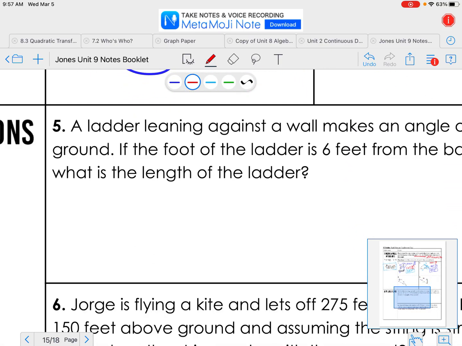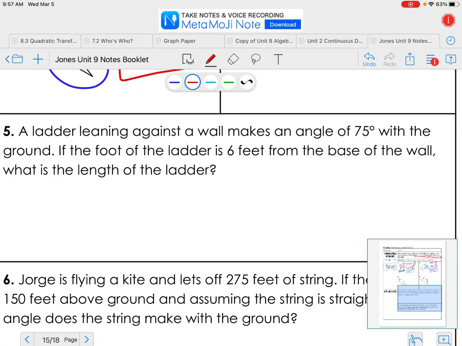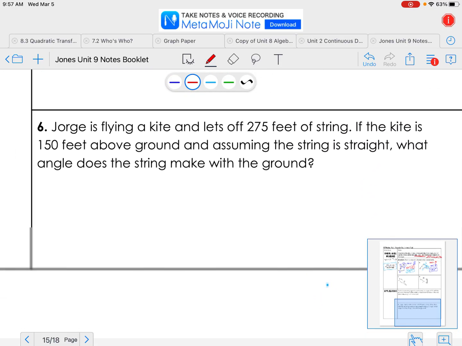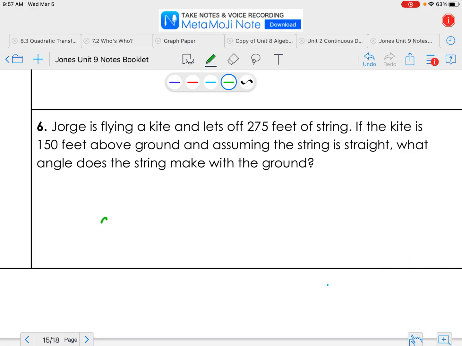So look at a couple of word problems. This one's just a review of what we did yesterday. Let's look at the one about the kite. So Jorge is down here, and he's flying a kite, and he lets off 275 feet of string. But for this to work, we're going to have to pretend Jorge's ball of string is on the ground.